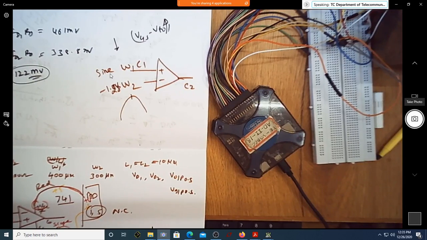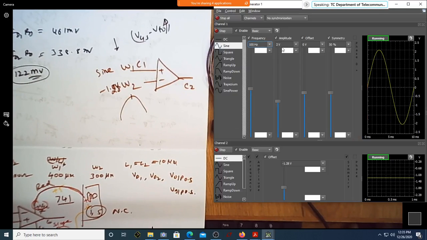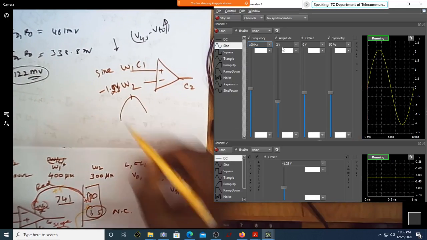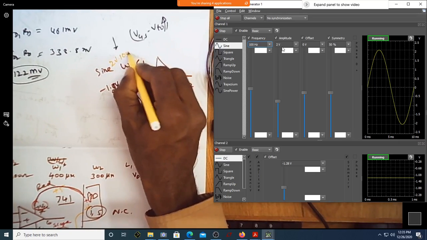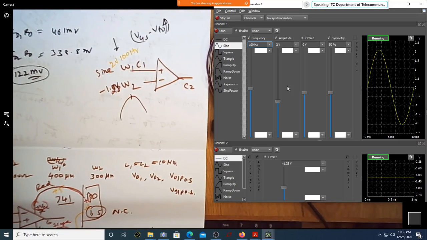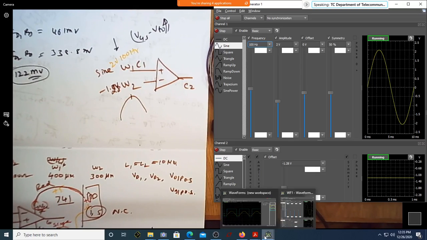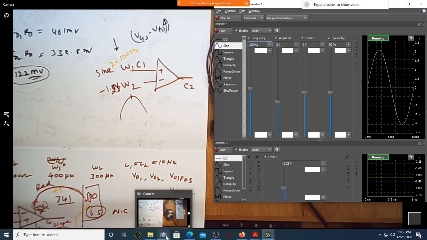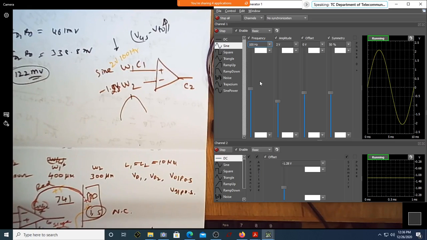W1 is applied as a sine wave. Sine wave of what frequency, what amplitude? You can see a sine wave of 2 volt amplitude, 2 volt, 100 hertz. Are you getting this? This is a sine wave. And what is there here? Can you see it's at minus 1.28?